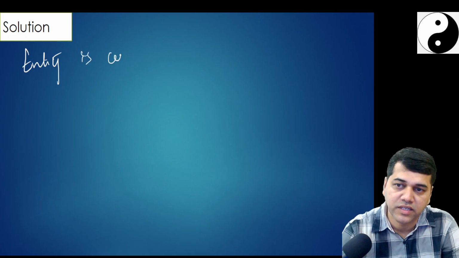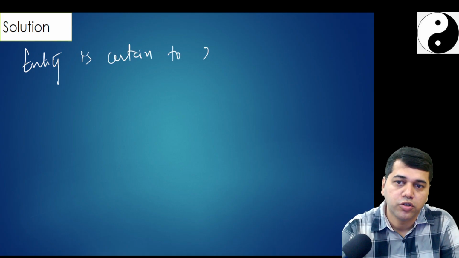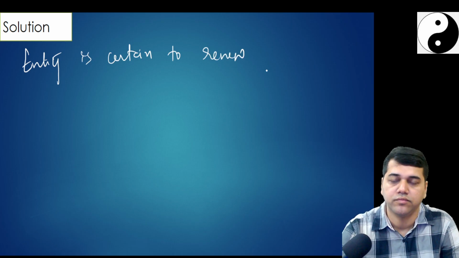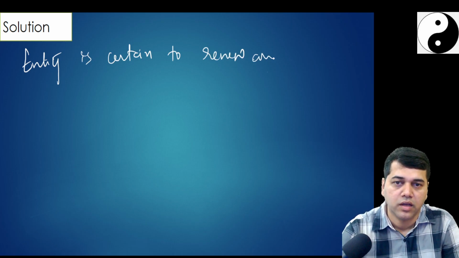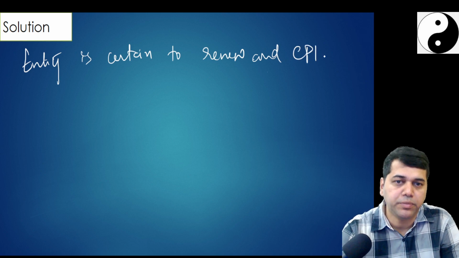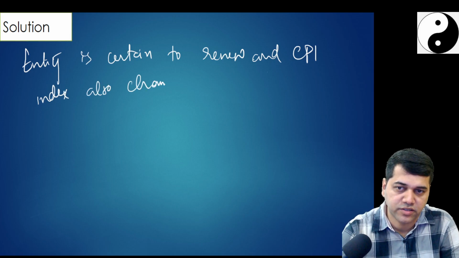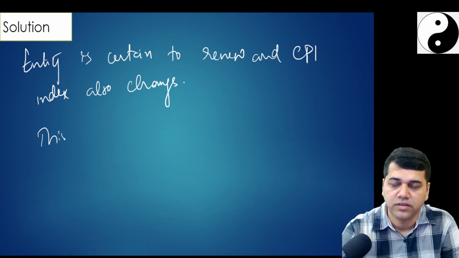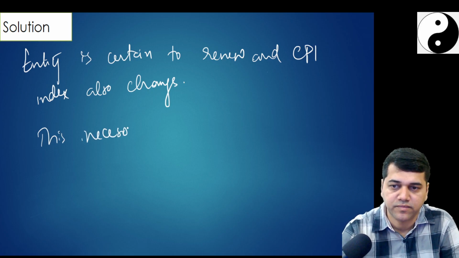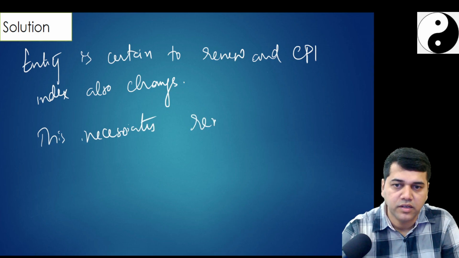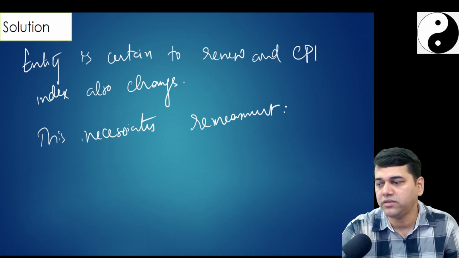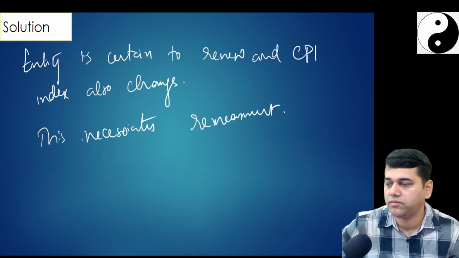Entity is certain to renew and CPI index also changes. This necessitates remeasurement. Because of this, the remeasurement is going to happen.